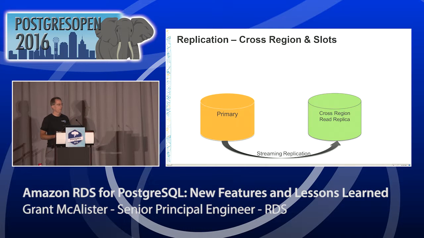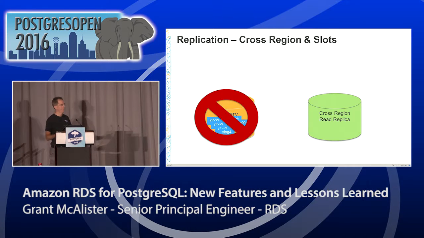For cross-region, because of the nature of it, we went with the new slot model, which is one of the reasons why it's only available on the later releases. In this case, if streaming breaks, you will start accumulating logs on the primary. If this goes on for a long time, you'll run out of space on your primary, which would not be good. You can monitor the space usage, and I'll show you that.